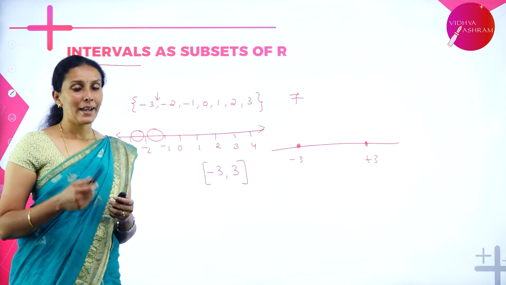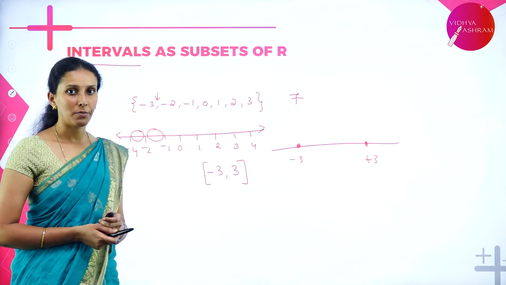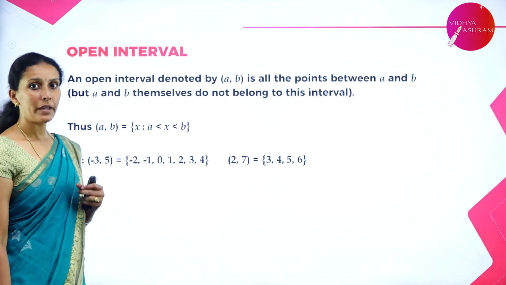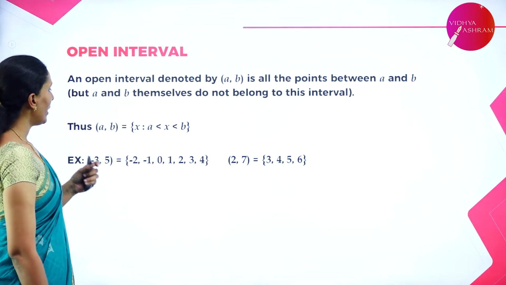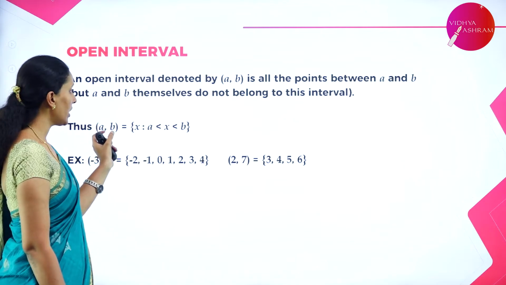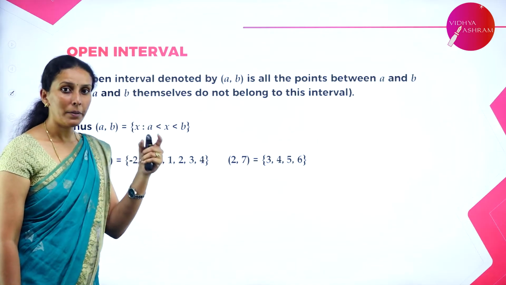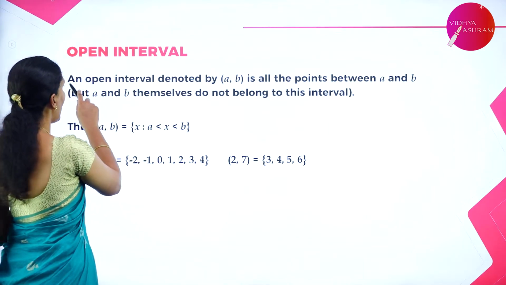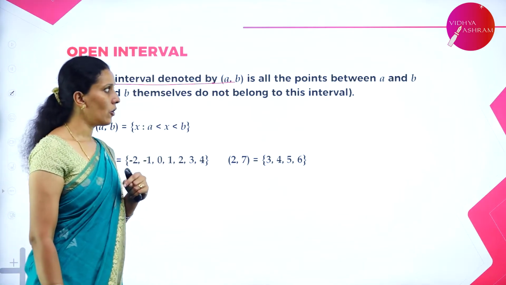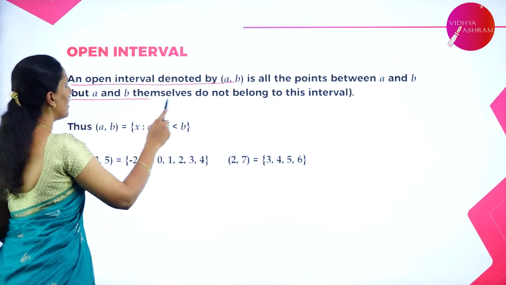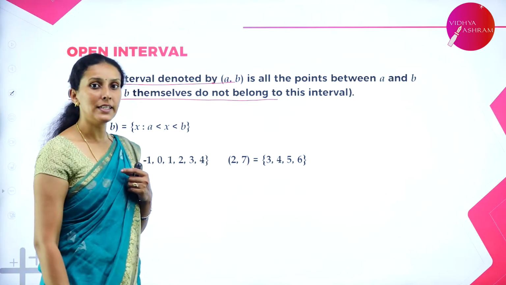Now, let's see the types of intervals we use in the system of real numbers. First, we have an open interval. What do we mean by an open interval? Whenever numbers are written in the form of an open interval, it means we write the numbers only between those two numbers, not including them. That is, an open interval denoted by (a, b) is all the points between a and b, but a and b themselves do not belong to this interval.